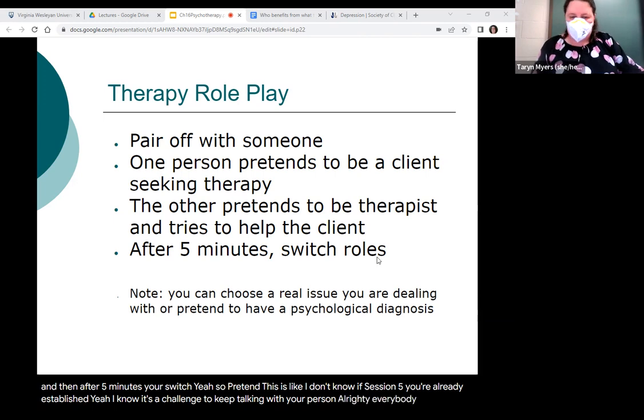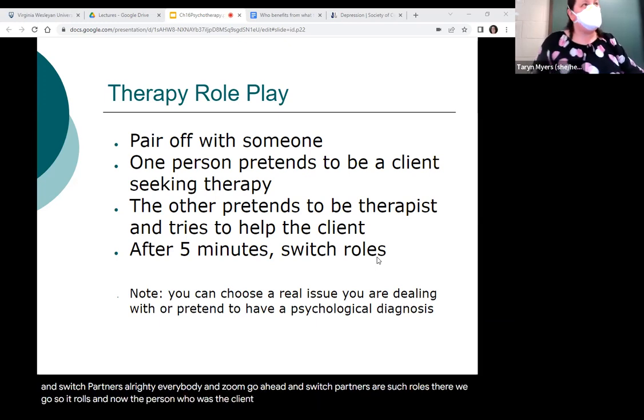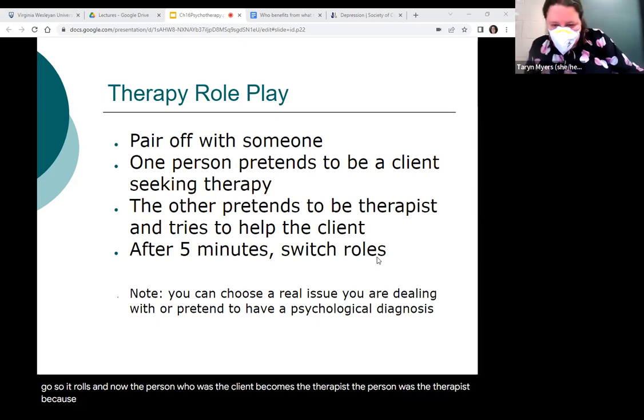Alrighty, everybody, go ahead and switch partners. Alrighty, everybody in Zoom, go ahead and switch roles. There we go. Switch roles. So now the person who was the client becomes the therapist. The person who was the therapist becomes the client.